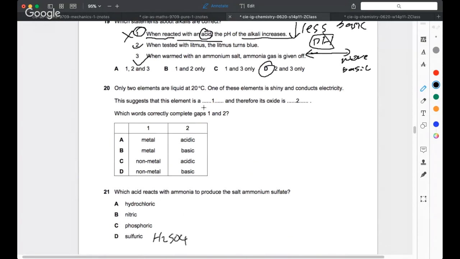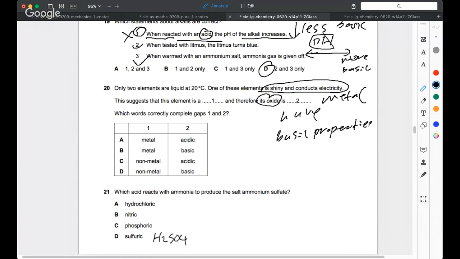So next question, right? So it's shiny and conducts electricity. So we know it's a metal, and metal oxides have basic properties. So B.